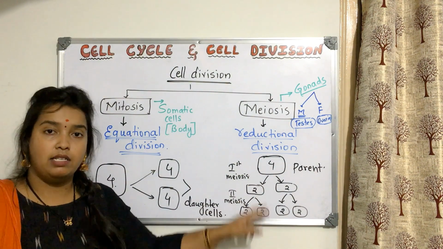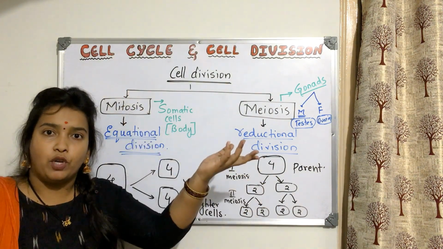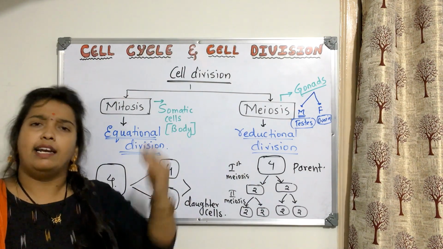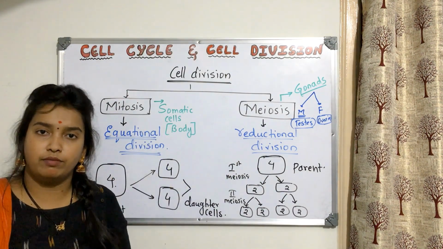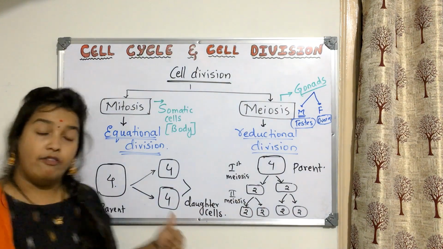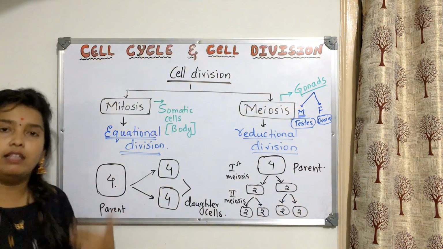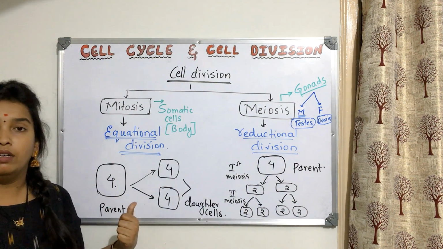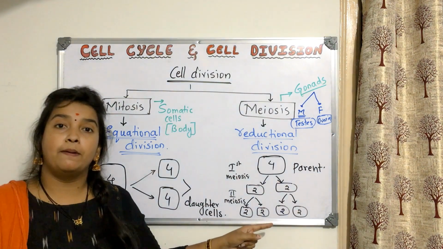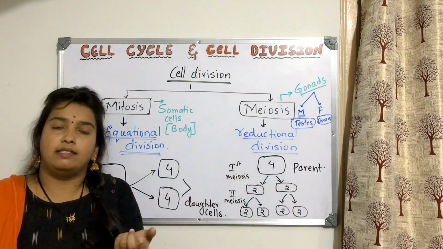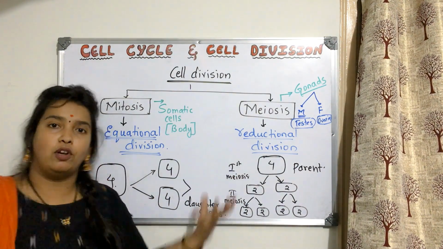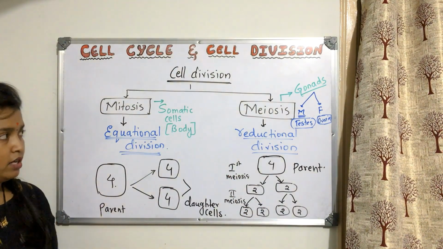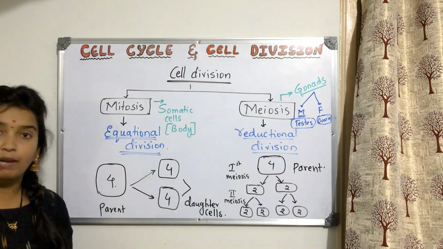If the parent has 8 chromosomes, the daughter cells will have what? 4 chromosomes. Reduction, half reduction, exact half. Clear? So this is meiosis. Where is mitosis happening? Everywhere, the body is growing because of mitosis. What about meiosis? The sex cells, the sperms and the eggs, are produced because of meiotic division. Okay, this is the crude understanding. So yes, we'll be talking in detail about this again.